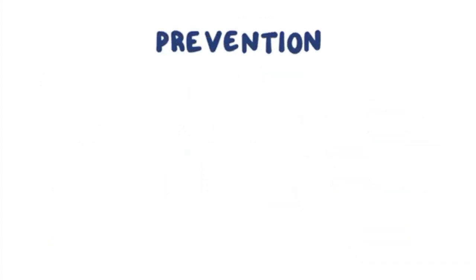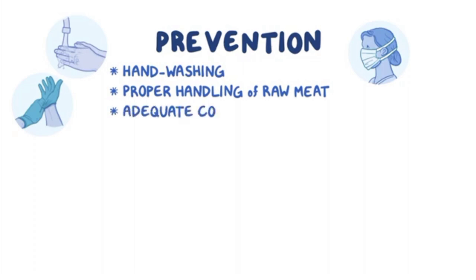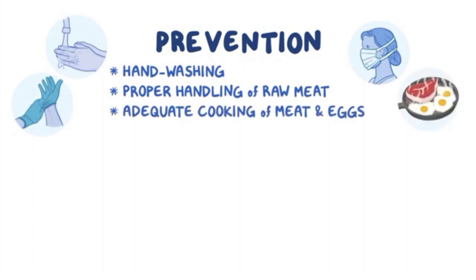Prevention is often the best course of action and includes hand washing after touching raw meat or live animals, proper handling of raw meat to avoid cross contamination while preparing foods, and adequate cooking of meat and eggs before eating.